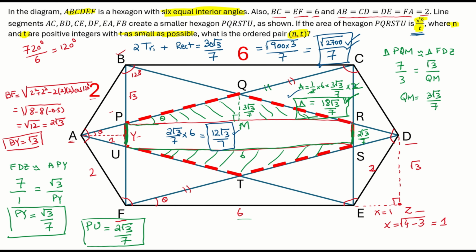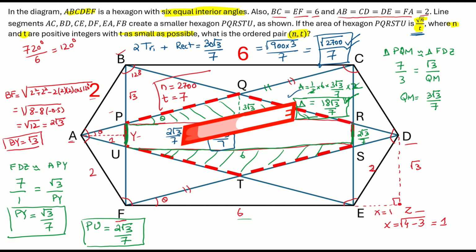Okay, so our ordered pair of n and t will be n is equal to 2700 and t is equal to 7. Okay, I hope you like this problem.